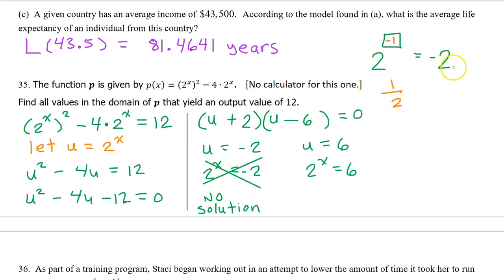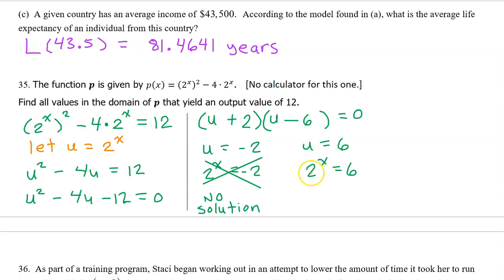So this is a common situation that I need you to watch out for. If you have a positive number and you're trying to raise it to some power, there is no power that will turn a positive number into a negative number. So immediately, no solution. We can solve the second small equation.